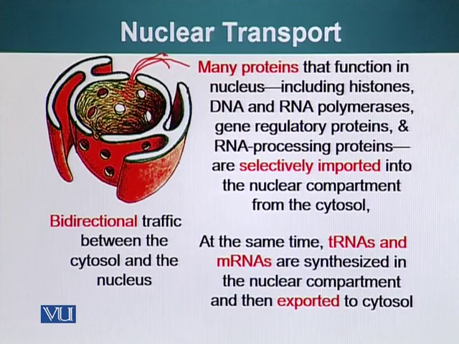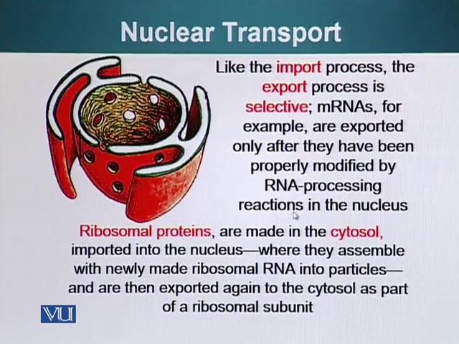At the same time, transfer RNAs and messenger RNAs, which are synthesized in the nucleus, also come out of the nucleus through the nuclear pore. They are exported to the cytoplasm, where, for example, messenger RNAs carrying a message will result in translation. Like the import process, the export process is selective. Messenger RNAs, for example, are exported only after they have been properly modified by RNA processing reactions in the nucleus.